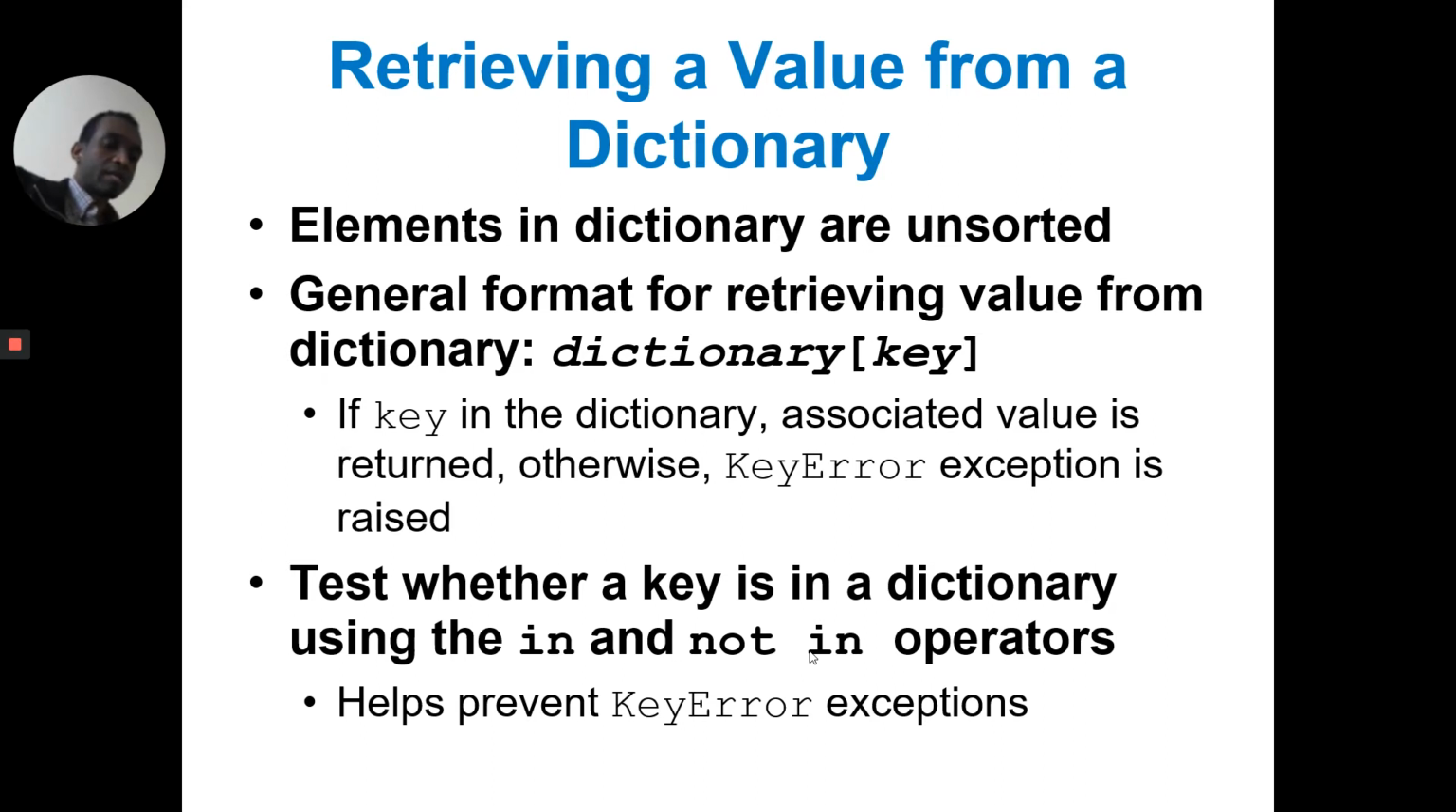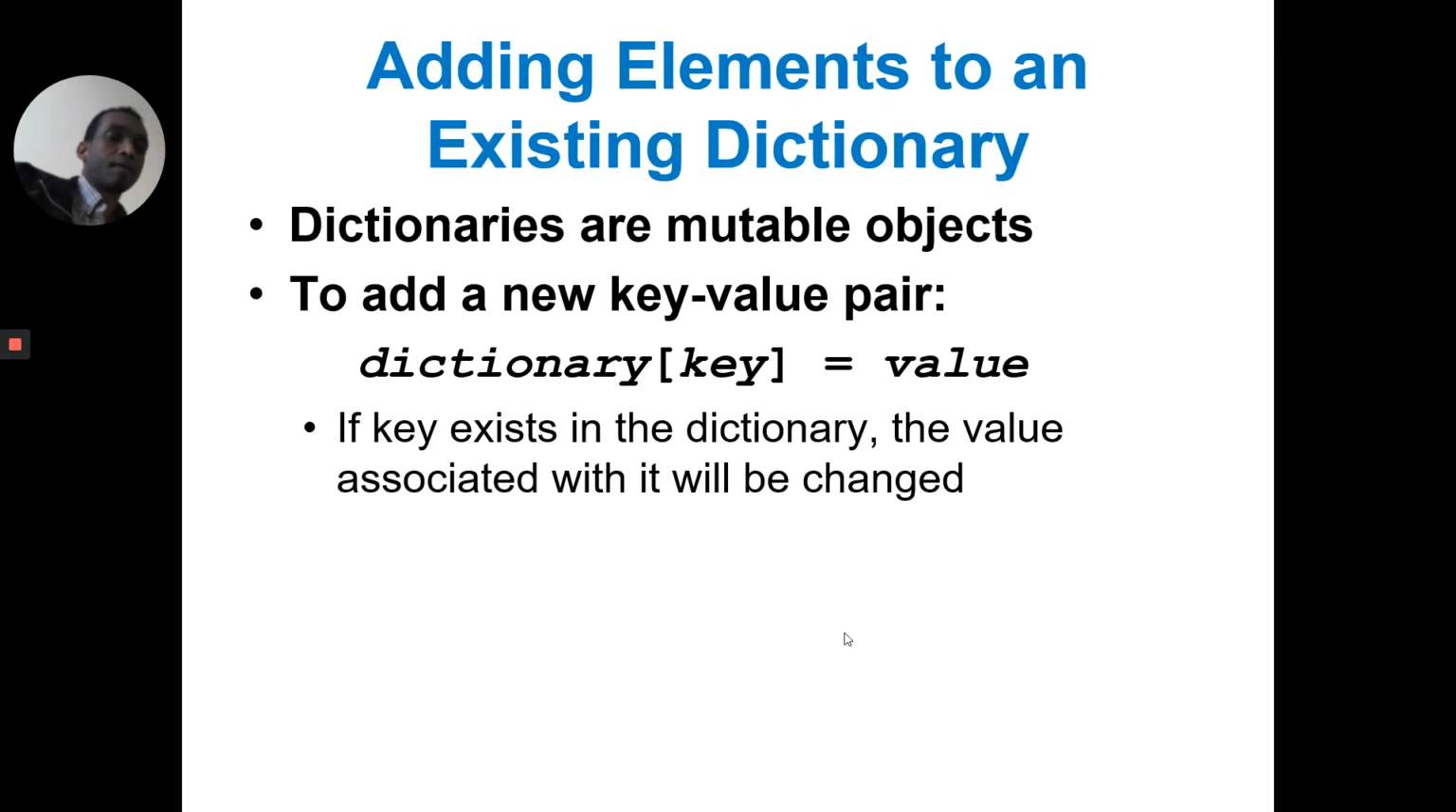So test whether a key is in a dictionary using the in and not in operators. These are Boolean. It will just check whether it's true or false. This helps retrieve keys and prevent key error exceptions. Dictionaries are mutable objects, meaning they are changeable. So to add a new key value pair, you use dictionary and then the key you want to change and then the value you want to change it to.